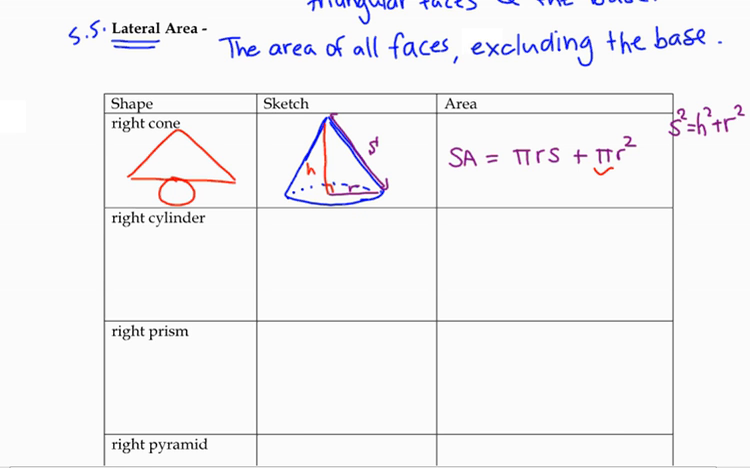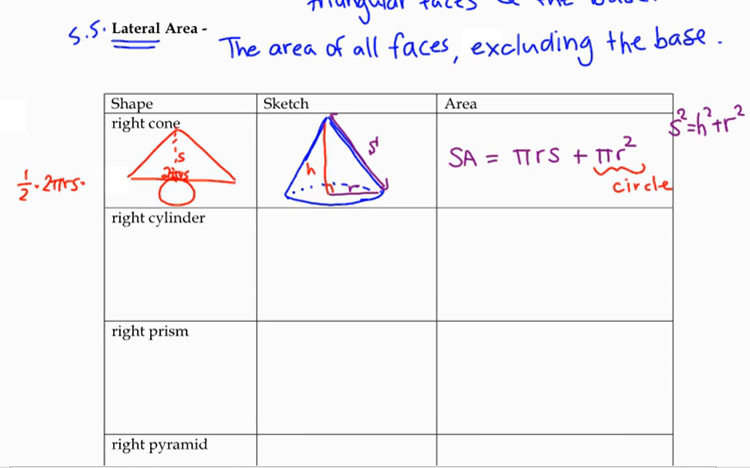The circle. And what do you think the pi r s is from? That triangle. This is the circumference here. So this is the circumference of our circle, which is 2 pi r. And we have our slant height here. What happens is we use the formula for a triangle. Triangle is 1/2 times the base times the height.